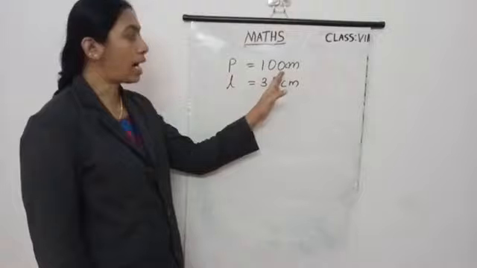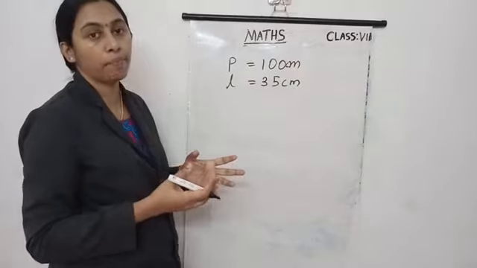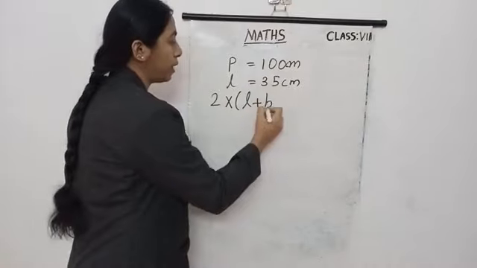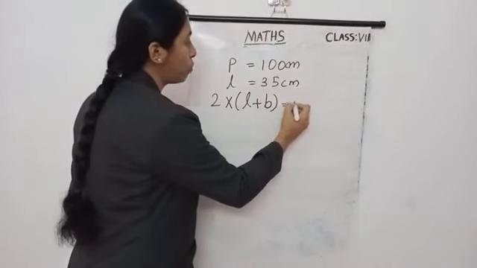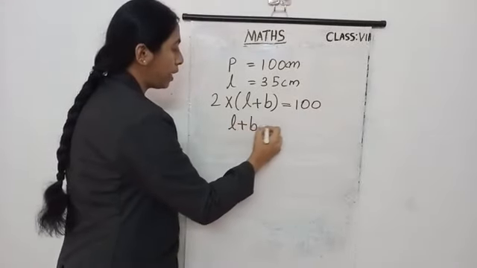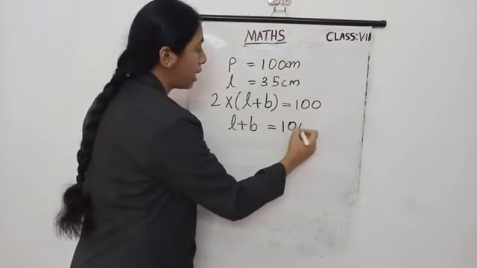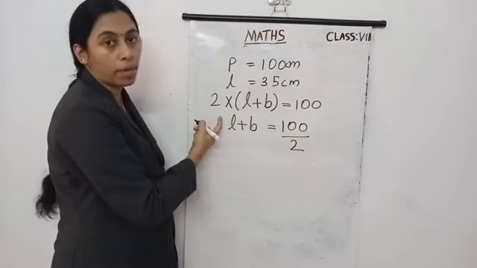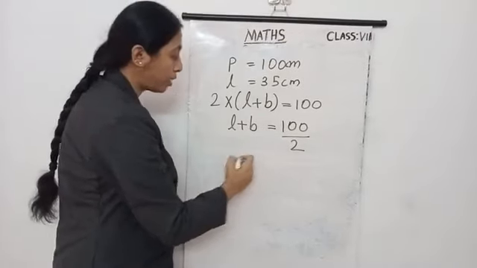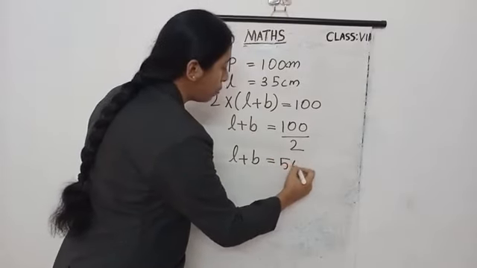So perimeter is 100 centimeter. Length is 35 centimeter. First, what is the formula for finding perimeter? Perimeter is equal to 2 into (L plus B). So 2 into (L plus B) is equal to 100. Now L plus B is equal to, we transpose this 2 to the right hand side. Here it is multiplication, so on this side it becomes division. So L plus B is equal to 100 by 2, we get 50.